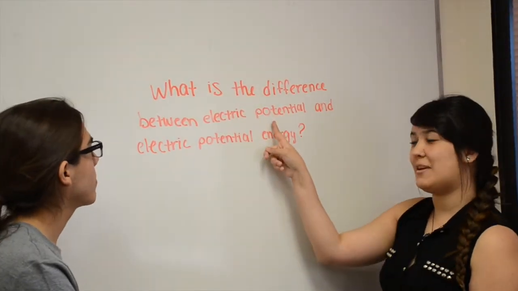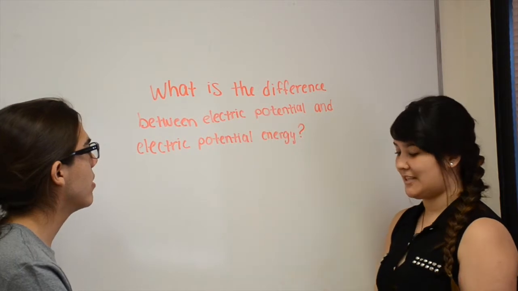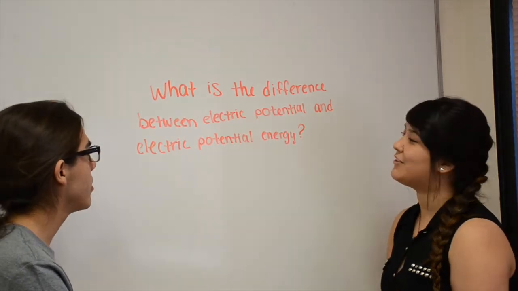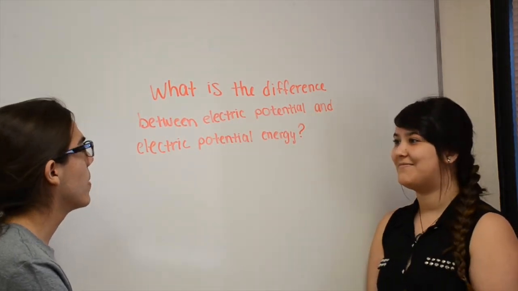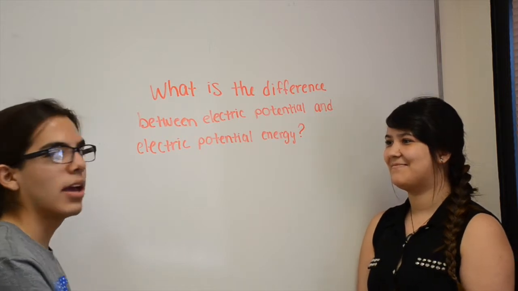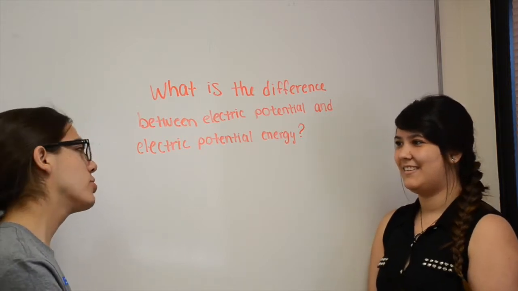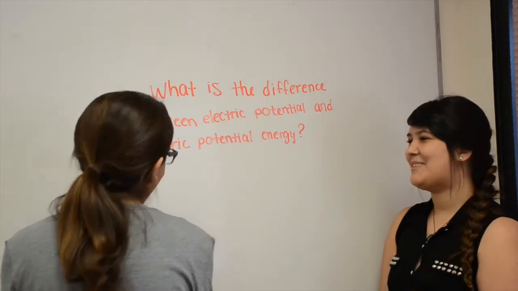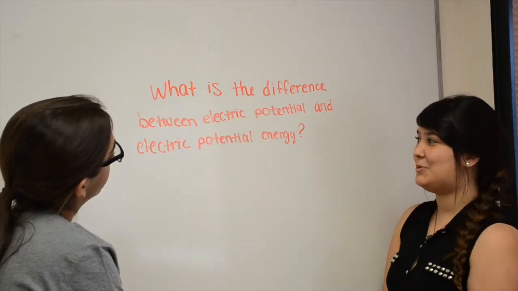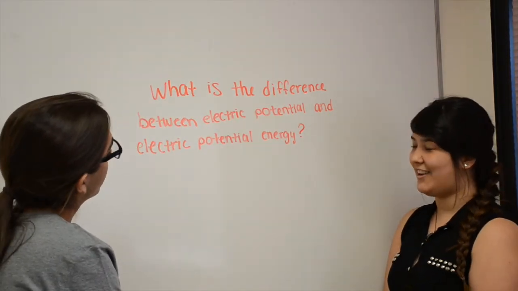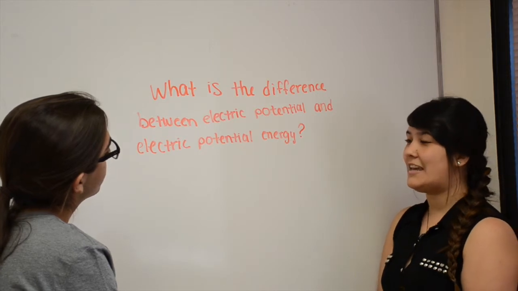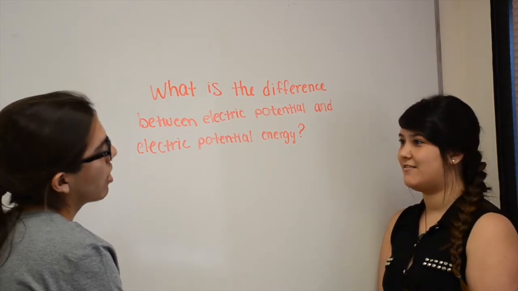Electric potential is the ability to do work. Electric potential energy is the charged particle in an electric field. Wow, that's confusing. How about we do this again, but slower? Electric potential is the ability to do work. Electric potential energy is a charged particle in the electric field.